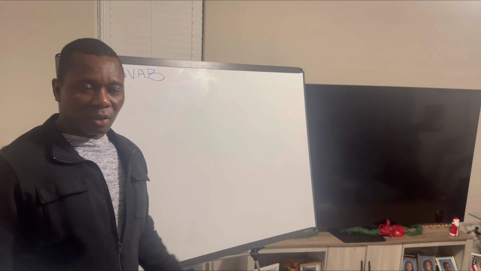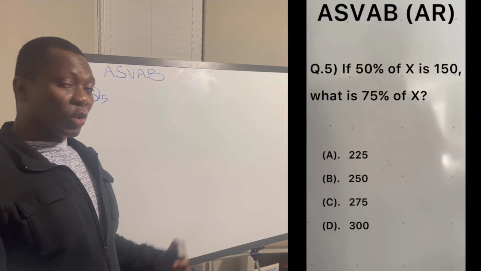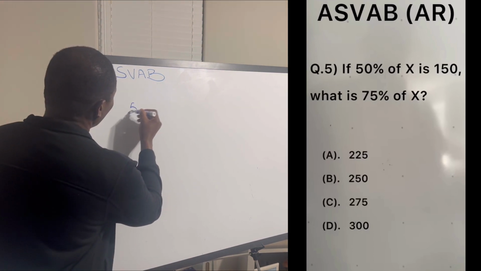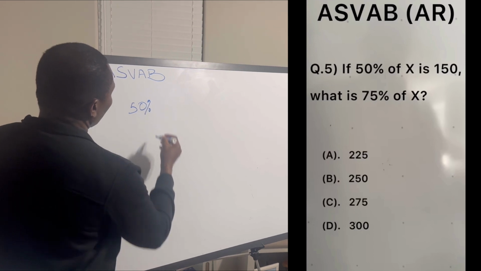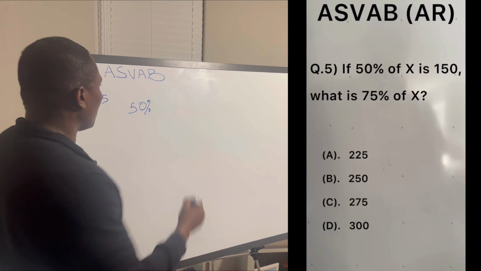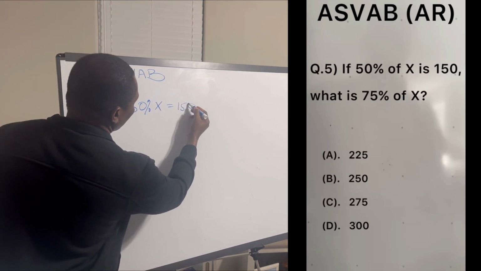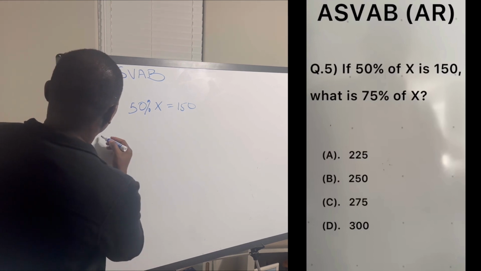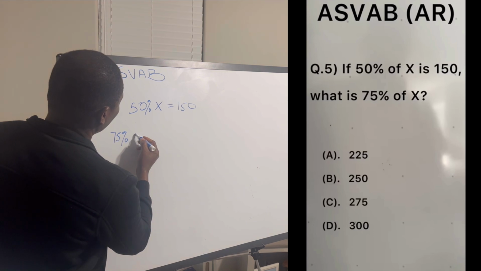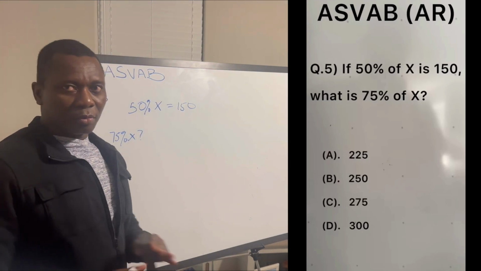Question 5 of the ASVAB question. It's also a percentage question. And the question goes like, if 50% of x is 150, what is 75% of x? So what we know is they said if 50% of x is 150. So 50% of x equals 150. What is 75% of x? So here it's a very simple equation.